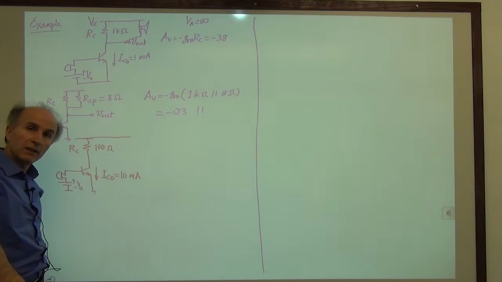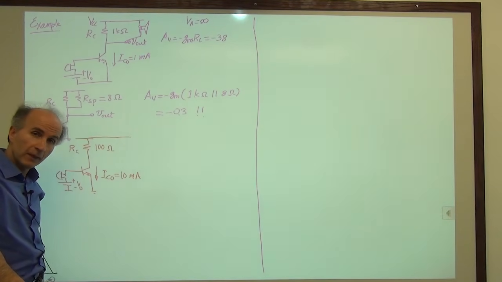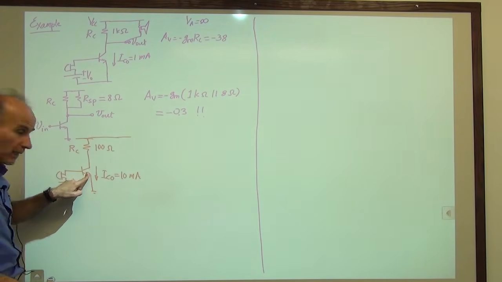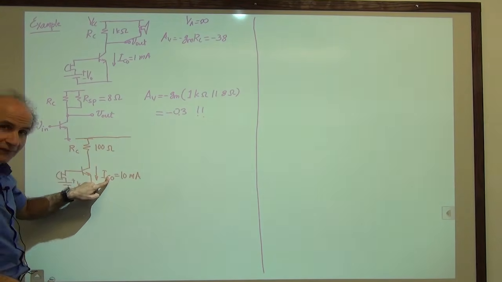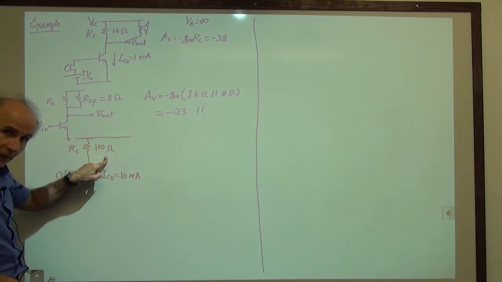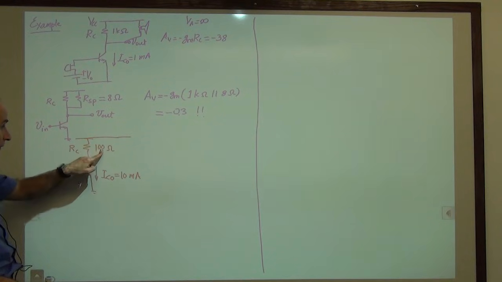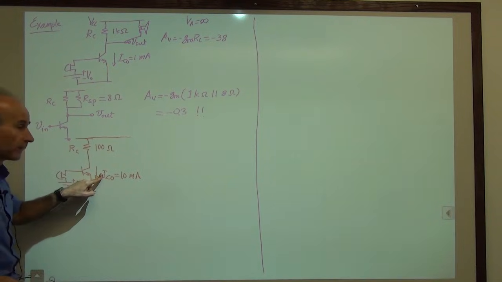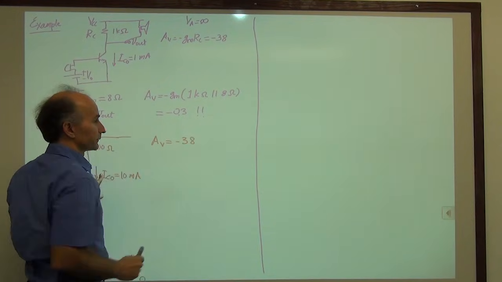So what do we predict for the small signal voltage gain before we connect the speaker? Before we connect the speaker, what we have is minus GM times RC. Now, the collector current has gone up by a factor of 10. RC has gone down by a factor of 10. So the product of IC and RC hasn't changed. That means that the voltage gain of the circuit before we connect the speaker is still minus 38. So we say AV is equal to minus 38.